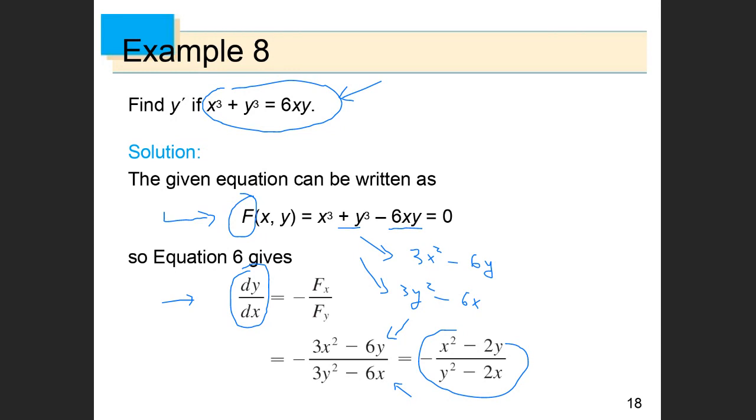Got it, guys? And in fact, if you recall, we did a similar thing in calculus 1. In calculus 1, we did a similar thing to get the derivative, even though we didn't know the expression of y with respect to x. Is that clear, guys?